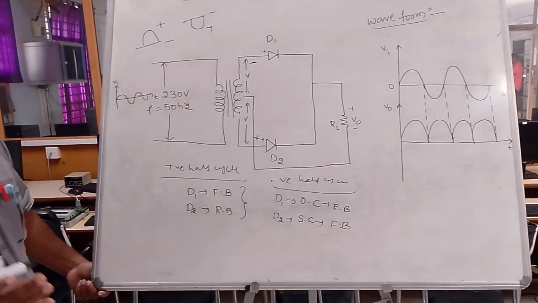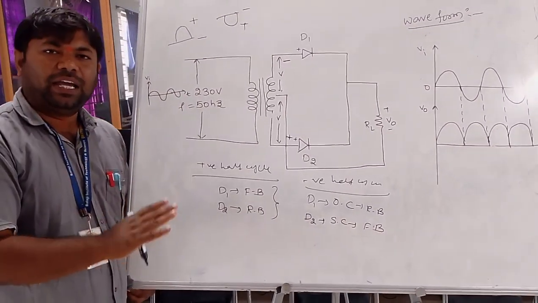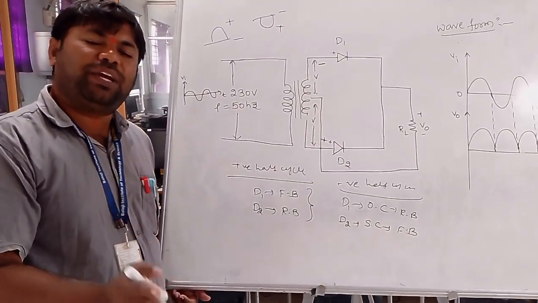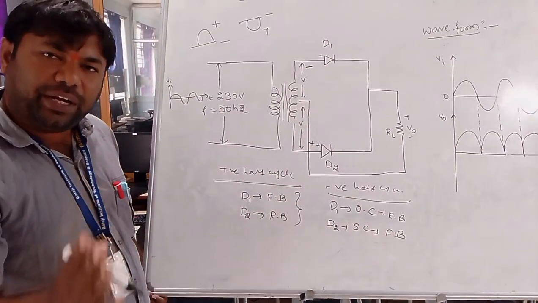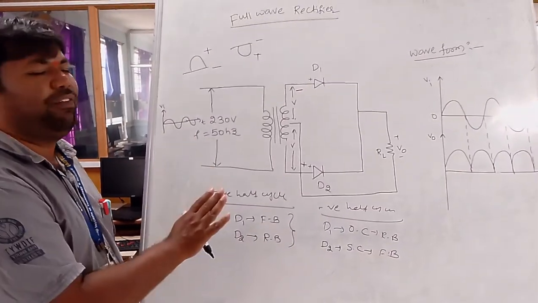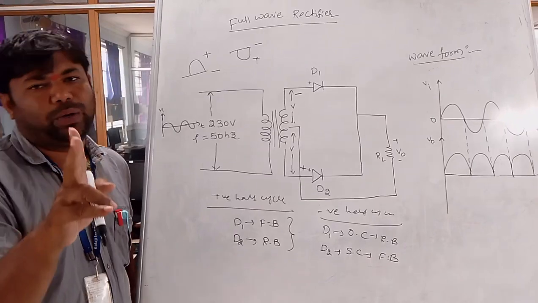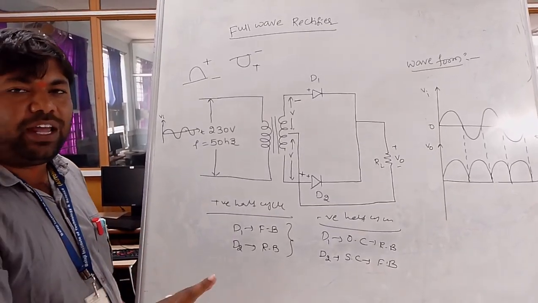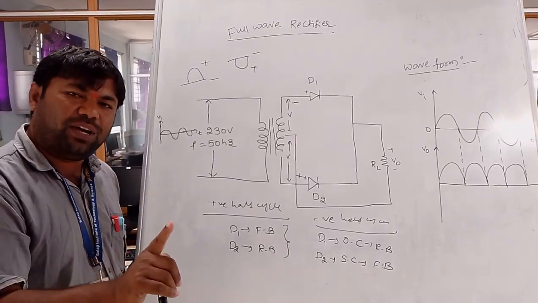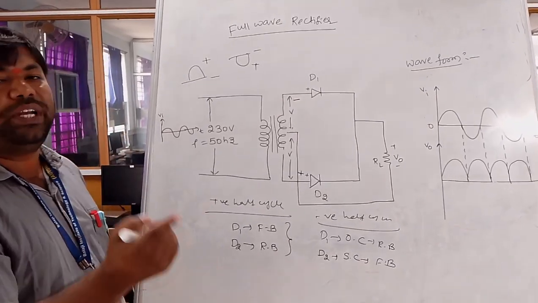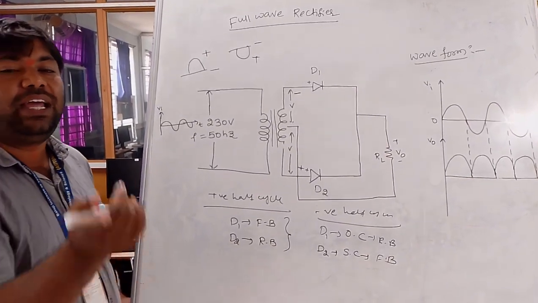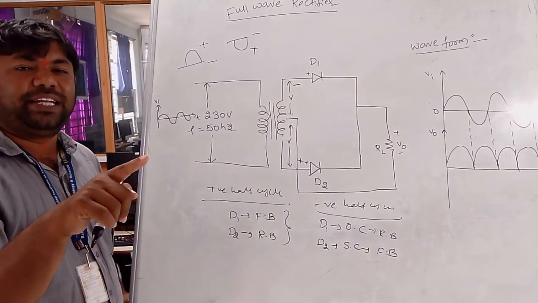So that means in the full wave rectifier, during the positive half of the cycle we are getting the output, and during the negative half of the cycle also we are getting the output. Why? Because in the full wave rectifier we use two diodes. In the half wave rectifier we are using only one diode, so only during the positive half of the cycle are we getting the output. During the negative half of the cycle the output is 0.